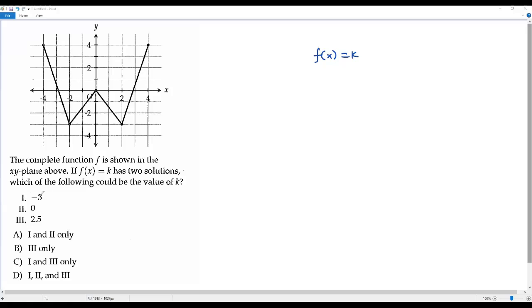The first value we have for k is -3. So let me plug in -3 for k over here. Then this equation will become f of x equals -3. Now let me consider the second value of k, that is 0. Then we get f of x equals 0. Now the third value of k is 2.5. Then we get the equation f of x equals 2.5. Actually, this f of x represents y, so we can replace f of x by y in all these three equations. Then I'm getting y equals -3, y equals 0, and y equals 2.5.